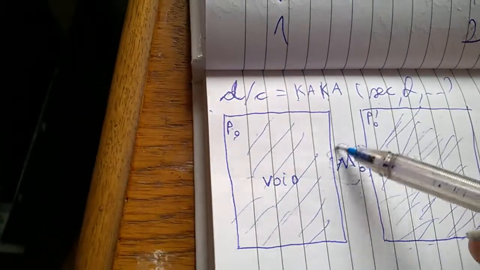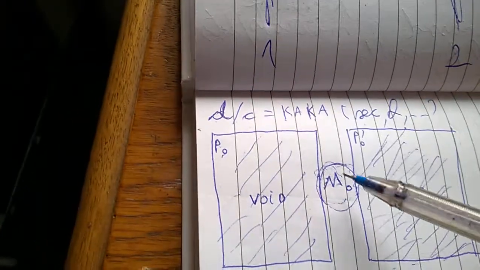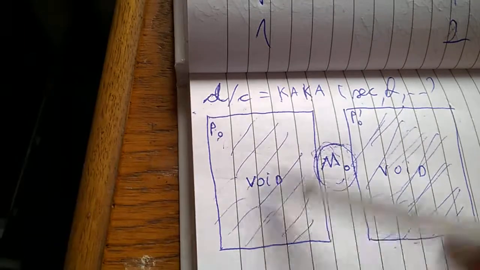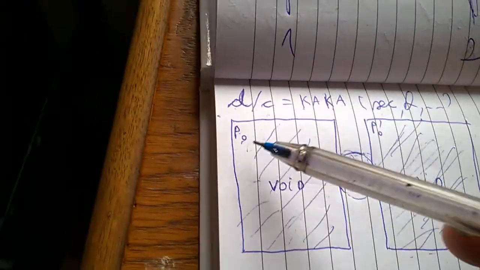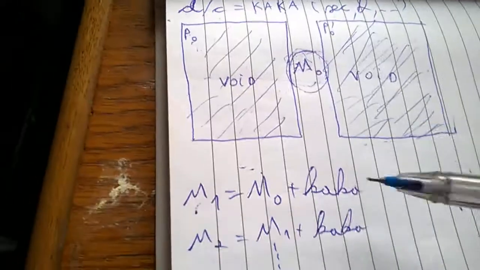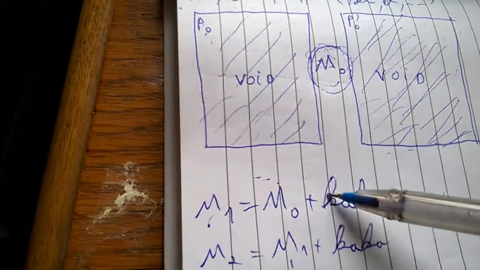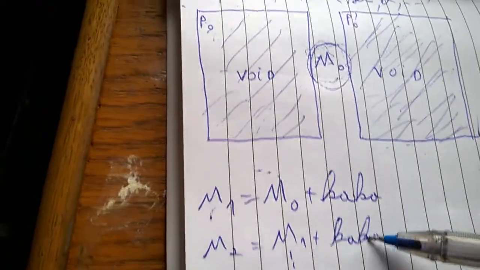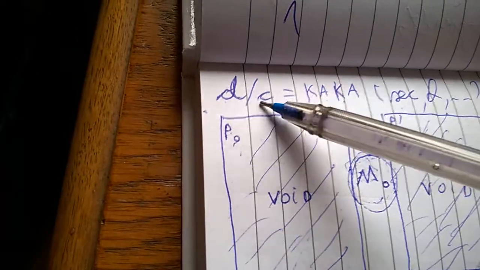Now, at moment 0, so right before moment 0, the images were pitch black. We will call this P0 and this P0 prime. Moment 1 will be moment 0 plus caca, moment 2 will be moment 1 plus caca. And caca is d divided by c.